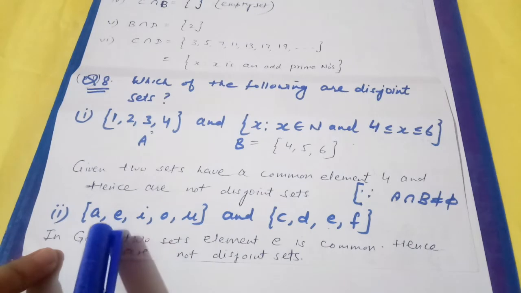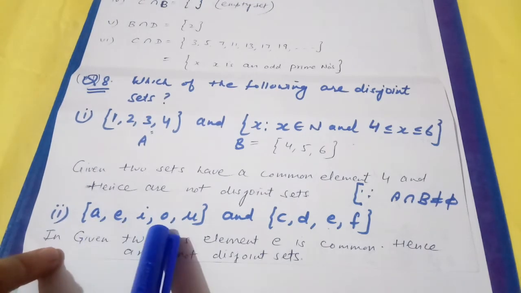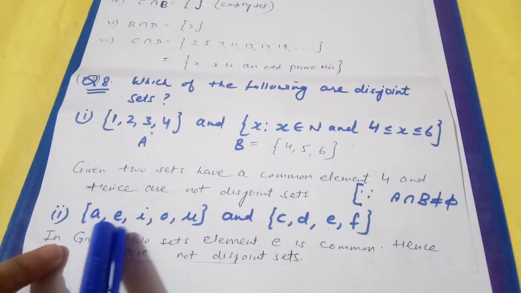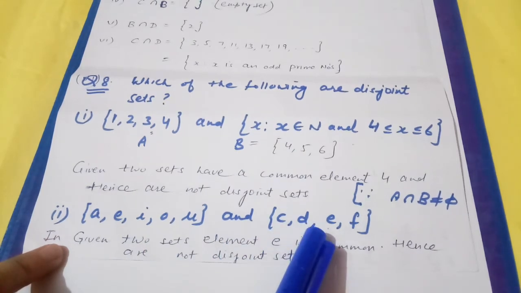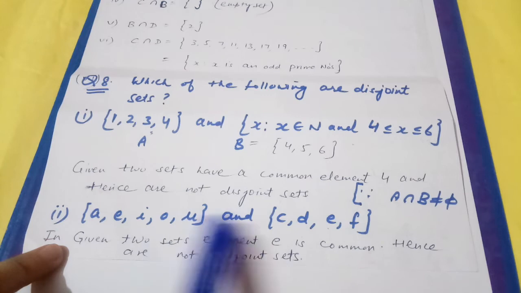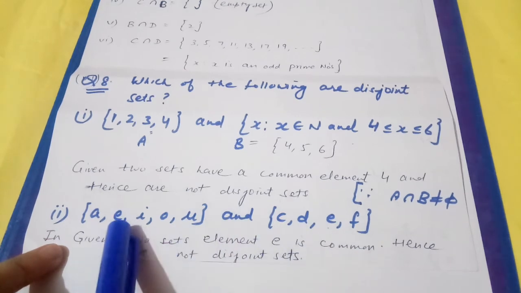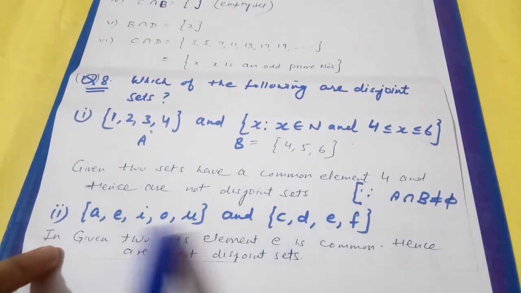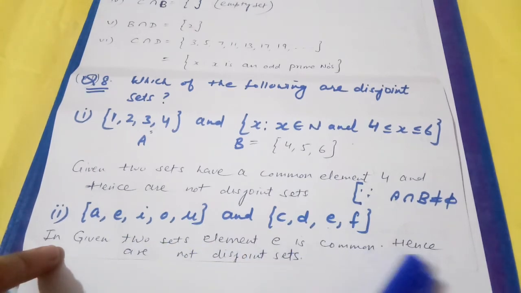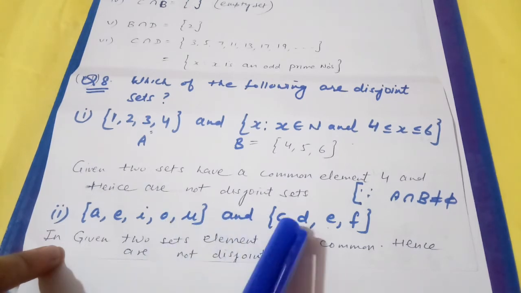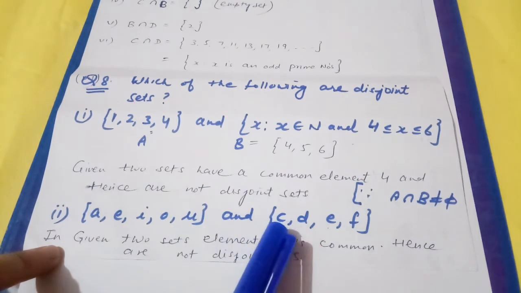Second part, here the two sets are: first set contains elements A, E, I, O, U and second set contains the elements C, D, E, F. Now see the common elements. So here E is common to both the sets. We can write, in given two sets element E is common, hence these are not disjoint sets because their intersection is not equal to phi.